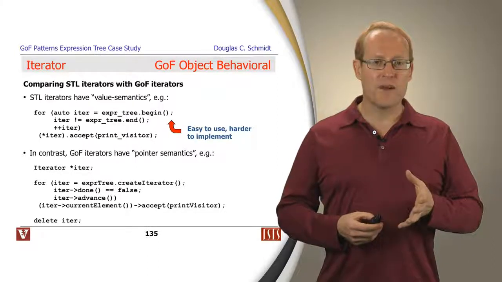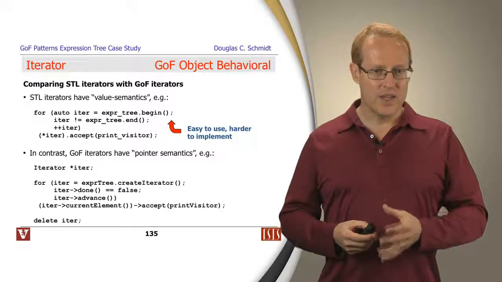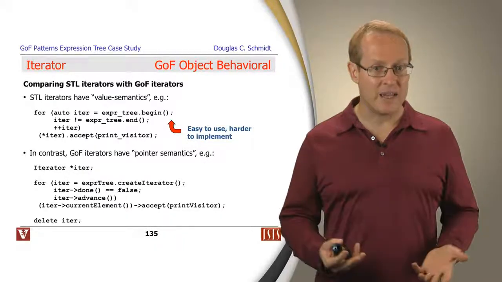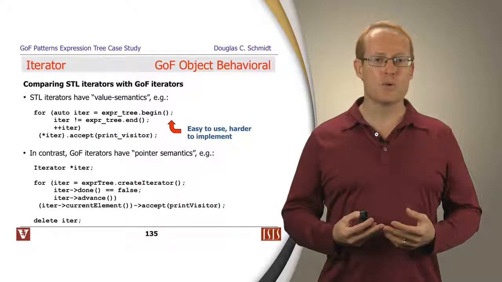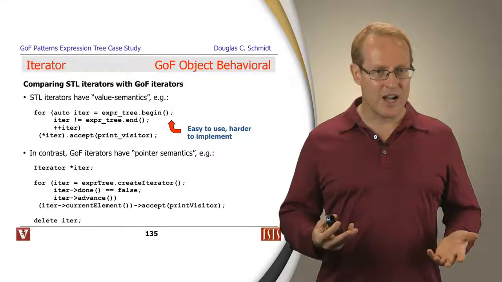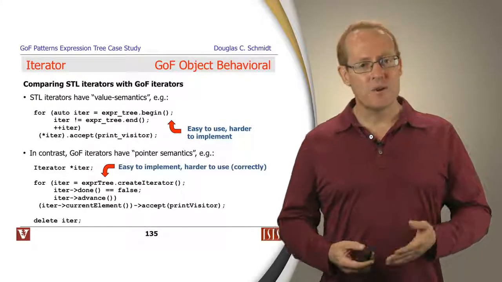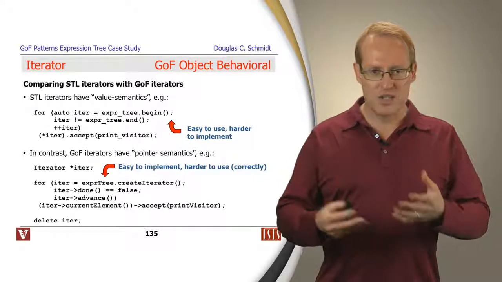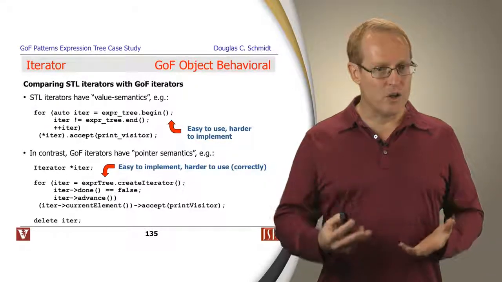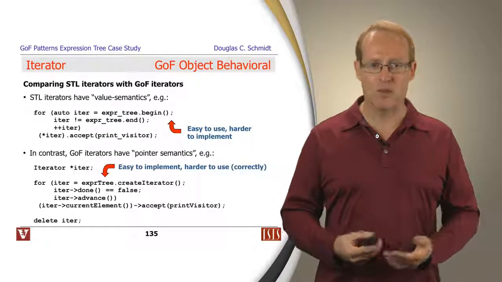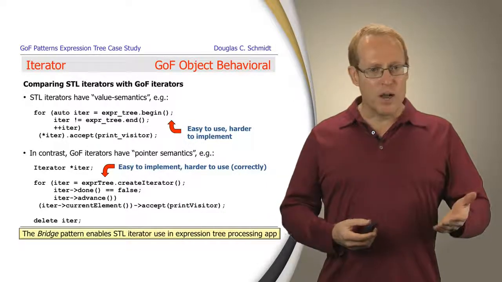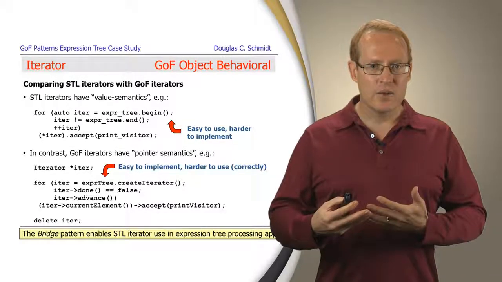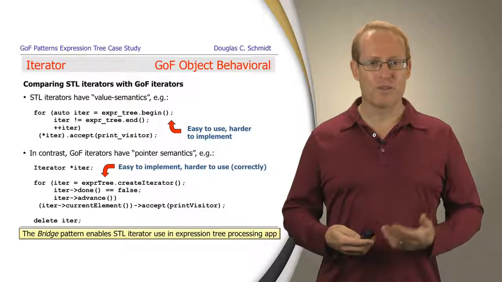As a general rule of thumb, the STL-style iterators are harder to implement because there's more pieces to think about and some subtle semantics to worry about, but they're a lot easier to use, and they work quite nicely with all the various generic algorithms in STL. Conversely, the Gang of Four way of doing things is a little bit easier to implement. There's less subtleties to be concerned with, but it's also somewhat harder to use correctly because you have to remember to delete the memory when you're done. The bridge pattern, of course, is what enables us to use the expression trees in a common way with the value-based STL algorithms.